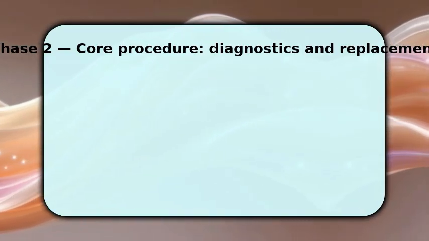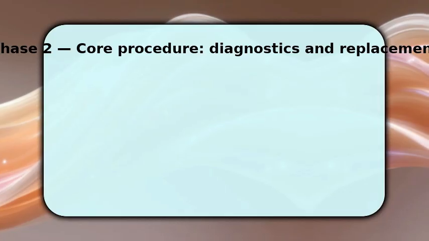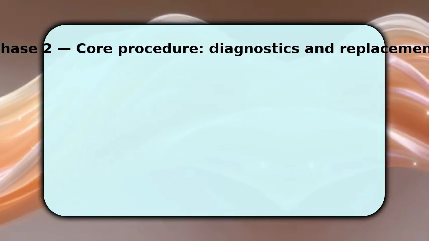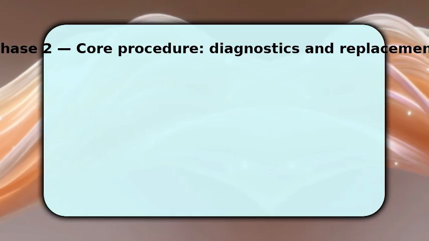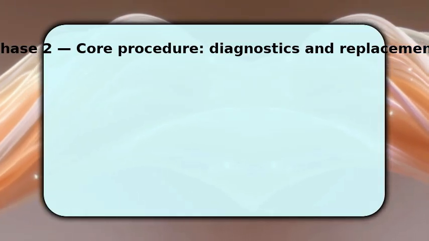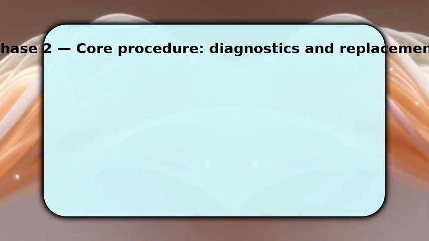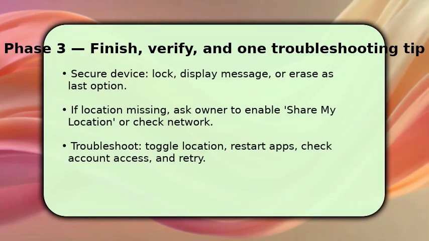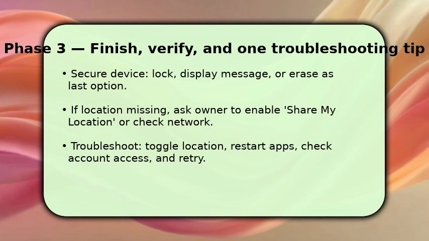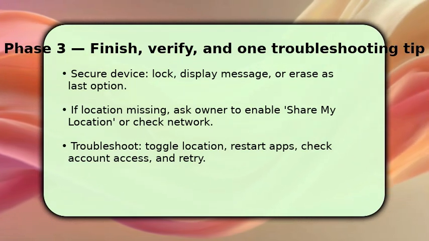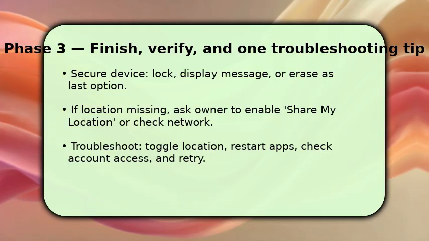For lost or stolen cases, mark as lost to lock the device and display contact info, or remotely erase only as a last resort. Make decisions based on location accuracy and safety. Complete the process by securing the device. Lock it, show a contact message, or erase it only when recovery is impossible.